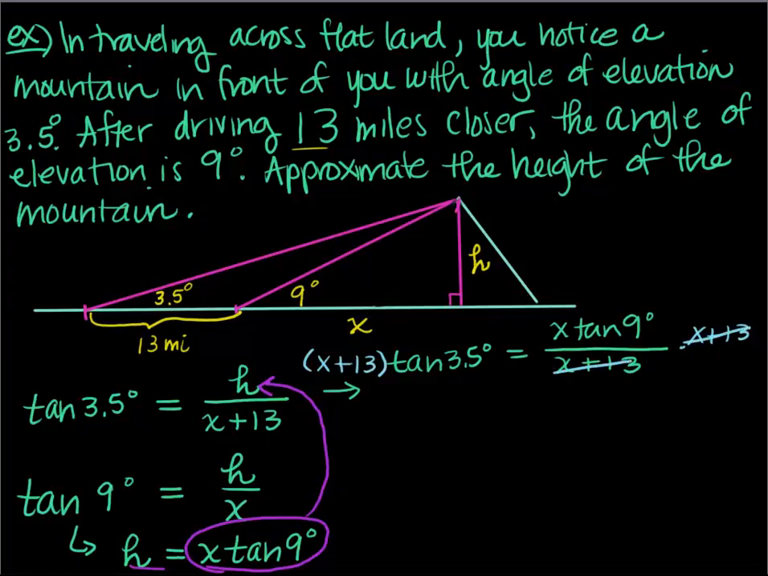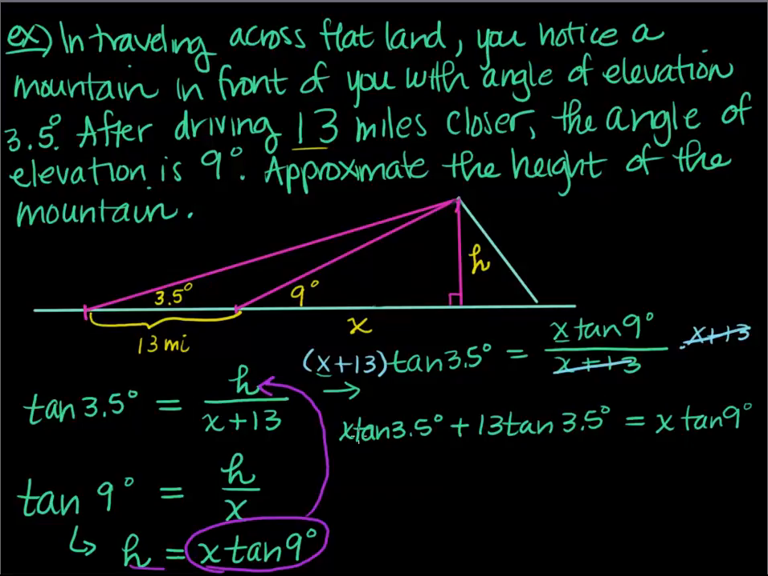We did this. Now if you notice, I have an X on both sides of the equation. So I'm going to take this tangent of 3.5. I'm going to multiply it through to each term. And I'm going to get everything with an X on one side. So I get X tangent of 3.5 plus 13 tangent of 3.5 equals X tangent of 9 degrees.